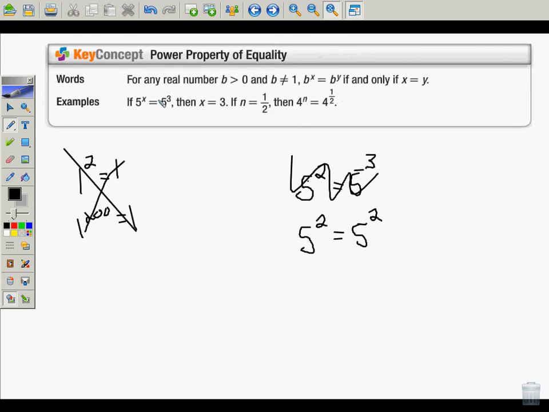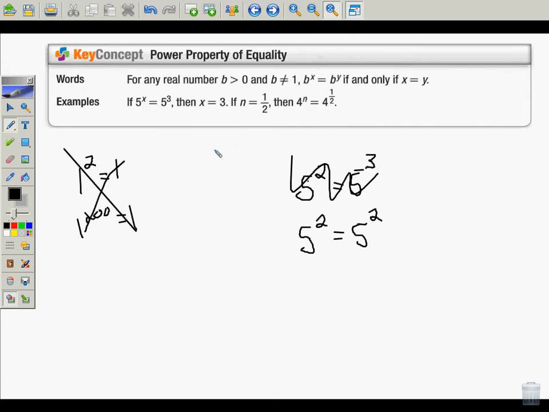So if I had 5 raised to the x and 5 raised to the third power, the only way that could be true is if x is 3. So 5 raised to the third equals 5 raised to the third. It's got to be the same thing on each side. You've got to be able to get the same exponent.